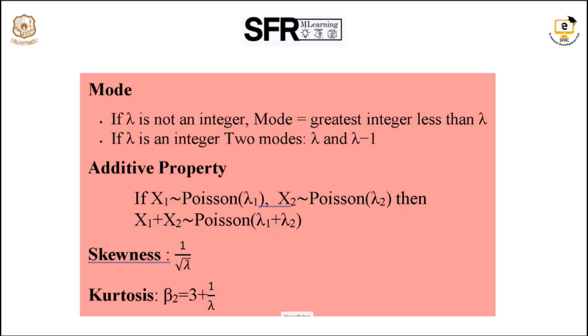Next one is the additive property. The sum of independent Poisson random variables is also a Poisson random variable. So if X1 is a Poisson random variable associated with a number of occurrences lambda 1, and X2 is a Poisson random variable associated with a number of occurrences lambda 2, then X1 plus X2 is also a Poisson random variable with a number of occurrences lambda 1 plus lambda 2. The skewness is 1 by root of lambda, that is 1 by root of the number of occurrences. Kurtosis is beta 2 equal to 3 plus 1 by lambda.